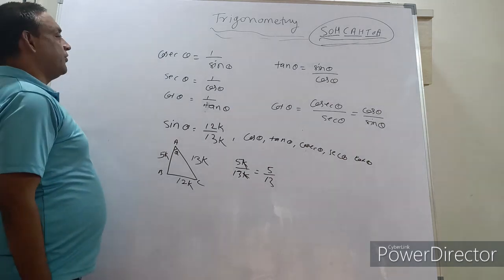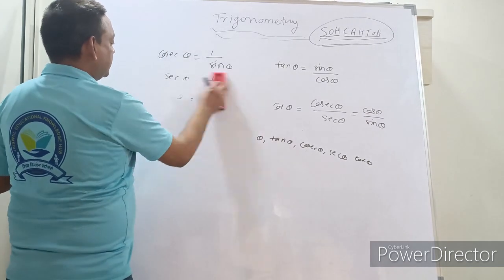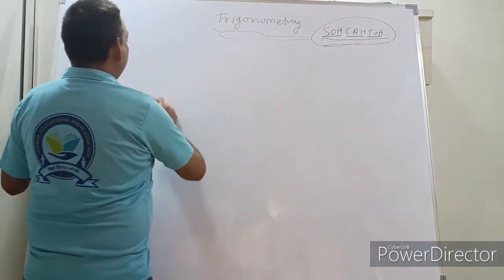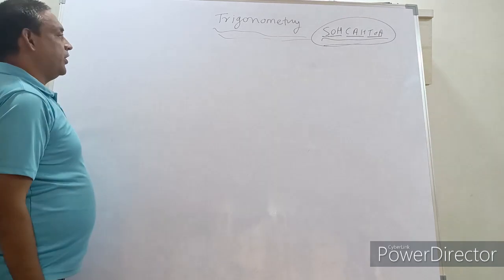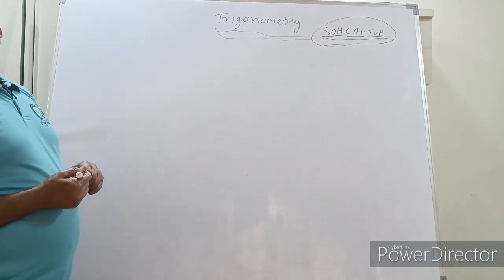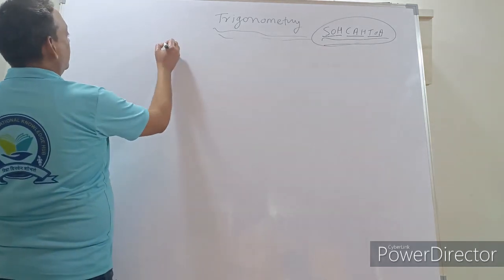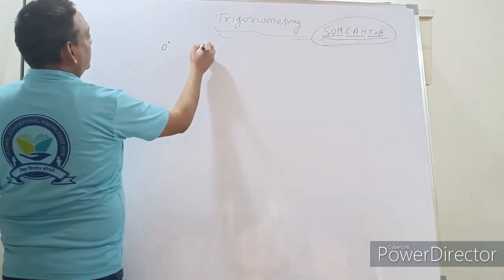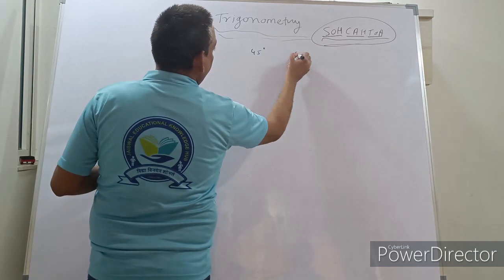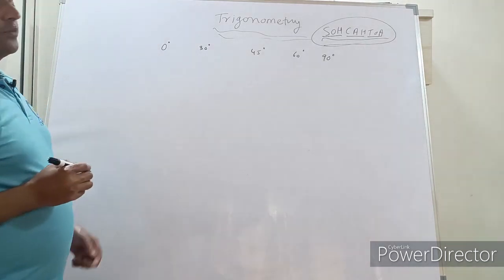Okay, next we'll find out the angles. We have to find the angles in this. Now there are a few angles which we have to learn by heart, and for the others you can use the calculator. But there are a few basic angles that we have to learn by heart: 0 degree, 30 degree, 45 degree, 60 degree and 90 degree. These are the basic angles which we have to learn by heart.